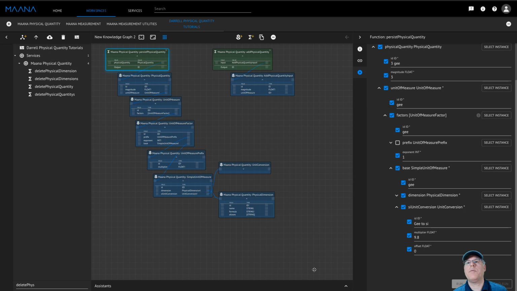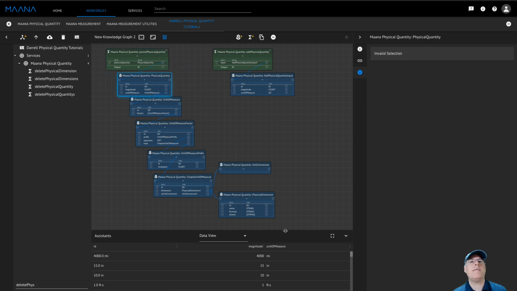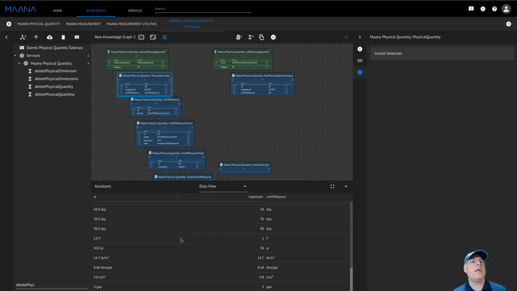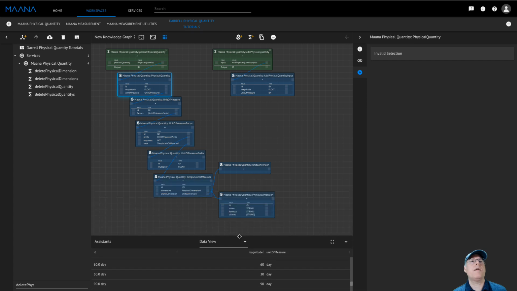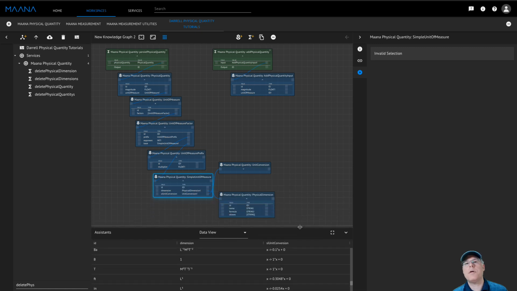If we clear the cache and run this, we can see that it has added our new physical quantity, 3g, and we can in fact confirm that by looking at the data view. Look all the way at the bottom there, and we can see 3g. And moreover, if we look here in the simple unit of measure, we can see that it's created a new simple unit of measure called g with the dimension of acceleration and using our unit conversion. So that's excellent. Now, whenever we measure an acceleration in g's, we can use that unit of measure.